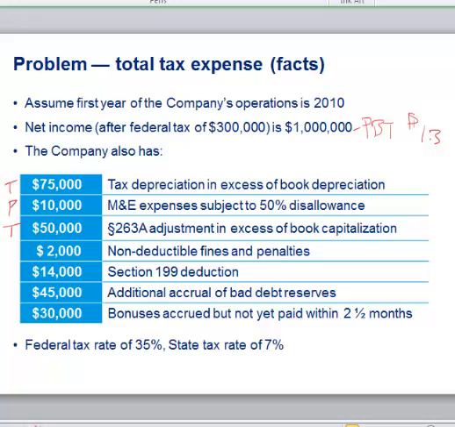Non-deductible fines and penalties. Violet. Perm or temp? Perm. Okay, 199 deduction. Philip. Perm. Bad debt reserve. Devin. Temp. Bonuses accrued but not paid within 2.5 months. Scarlett.